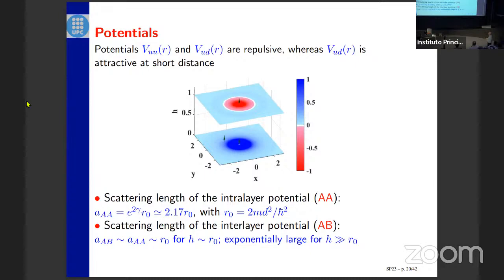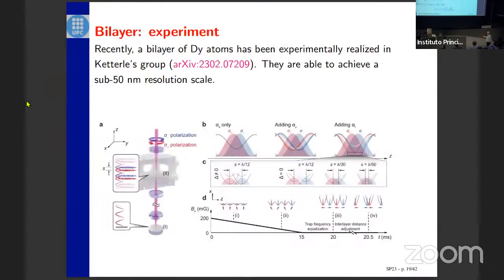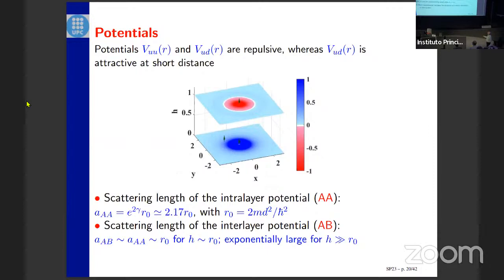This is the scattering length that we can calculate. This is very technical. Well, the discussion was quite old. The first point is that this up-down potential is a bit singular, because in 2D it is known that if the integral of the potential is smaller than zero, you always have a bound state. This is from scattering theory. But what happens is that if you make this integral for the up-down potential, it is strictly zero. You take this potential here, you introduce it in the integral, and you will see that this is zero. So you are in the limiting case.